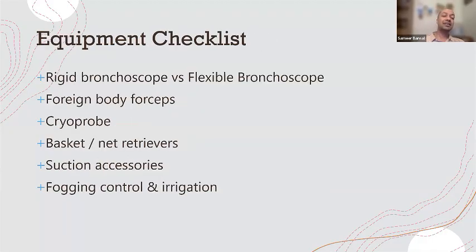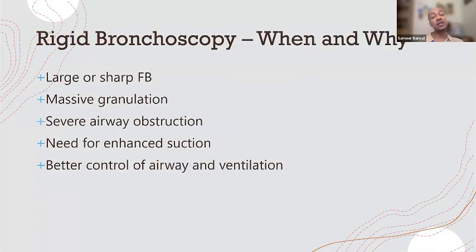Have your equipment ready. You can always decide between a rigid and a flexible bronchoscope. Have foreign body forceps ready, which may be alligator, rat tooth forceps, cup forceps, or even the pronged forceps, cryoprobes, baskets, suction accessories, fogging control and irrigation. What we have found useful is something called the GI port, wherein we use regular irrigation as well as put the forceps in at the same time. That allows for great vision, especially for those distal foreign bodies.